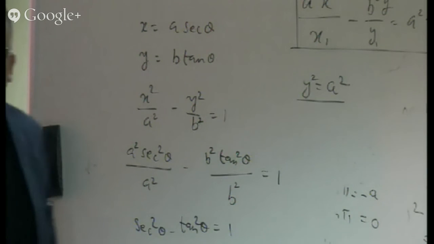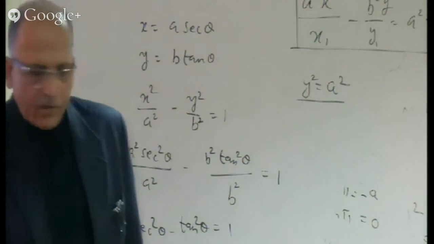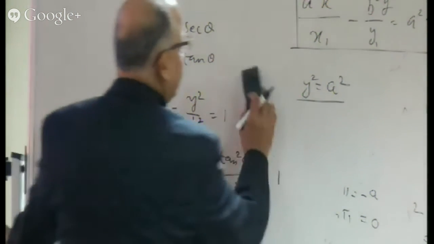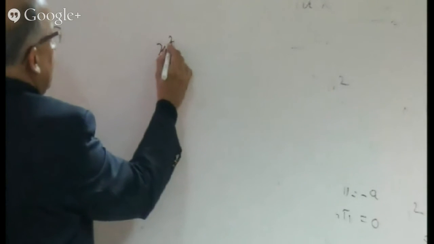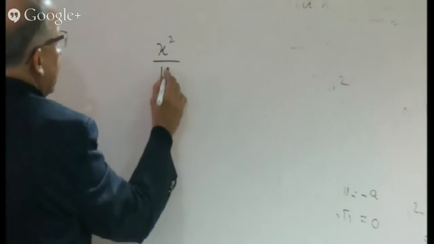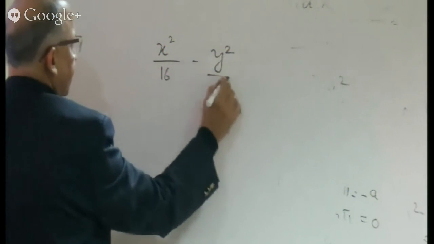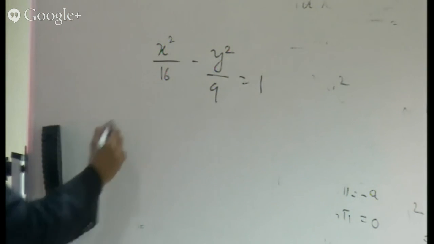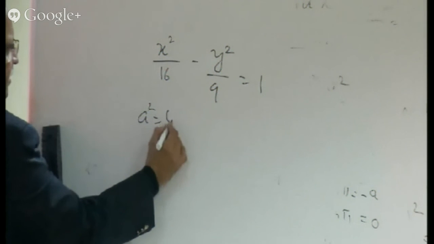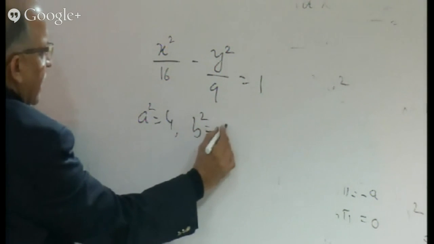You can try, pick up any hyperbola. For example, let me take one hyperbola: x square upon 16 minus y square upon 9 equal to 1. What is a square? 4. What is b square? 9.